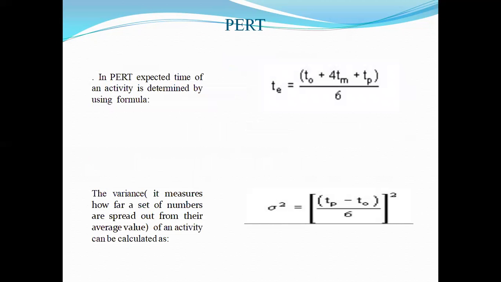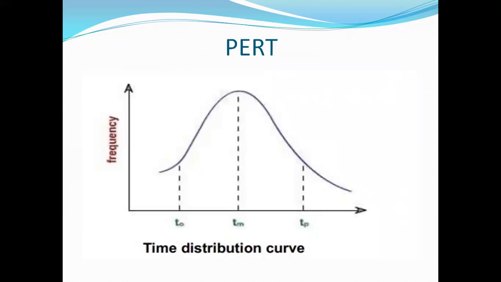Now in the case of PERT, we have to calculate the expected time as well as the variance. What is the expected time? The expected time of an activity is determined by the formula (T naught plus 4 Tm plus Tp) divided by 6. Now, how can we define the variance? It measures how far a set of numbers are spread out from their average value. It means how much the data is spread from its mean value. It is represented by the variance, and by this formula we can calculate it.